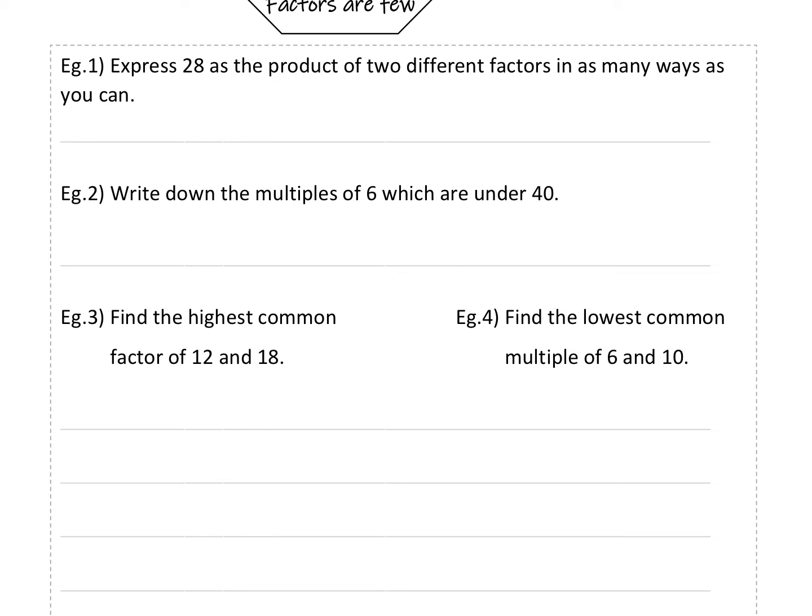Example 1. Express 28 as a product of two different factors in as many ways as you can. So 28 could be 1 times 28, where 1 and 28 are factors. It could be 2 times 14, so 2 and 14 are factors. 3 doesn't divide in. I'm just going in order from 1, 2. 3 doesn't divide into 28. 4 does. So 4 times 7 is 28.